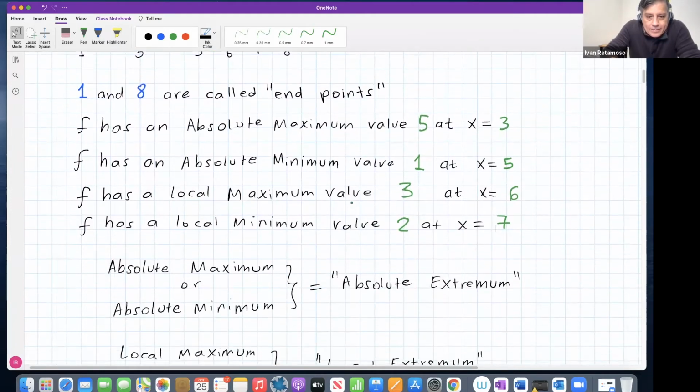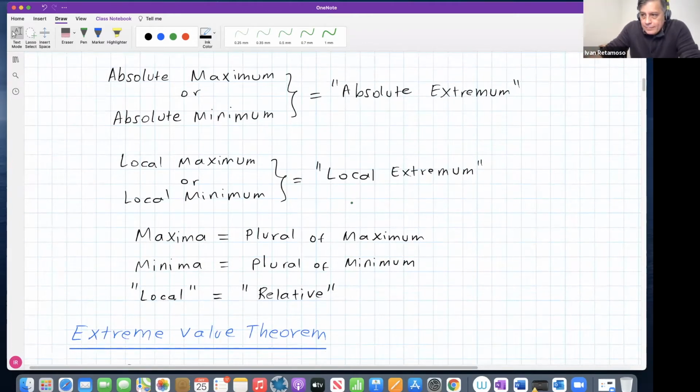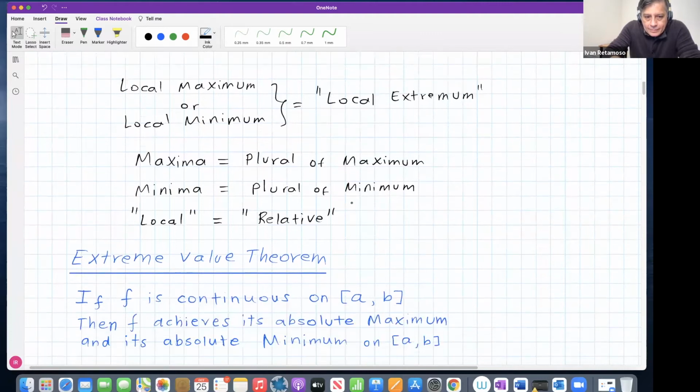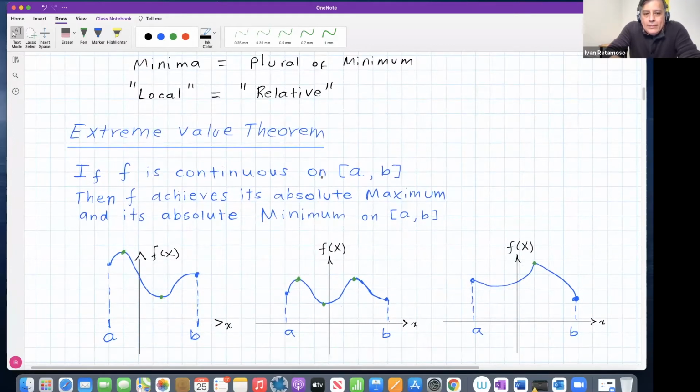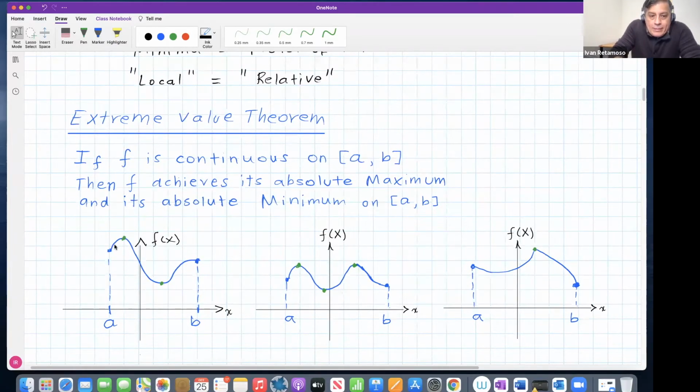All right, guys, great. So now let's talk about the extreme value theorem. What does it say? It says that if you have a function that is continuous over an interval a comma b, all in one piece, connected, no holes, no jumps, then f achieves its absolute maximum and its absolute minimum on a comma b. So what the theorem says is that if your function is continuous, all in one piece, there is no way for the absolute maximum and the absolute minimum to escape. It will occur within this interval. You can see, for example, if this is your function, here will be the absolute maximum.